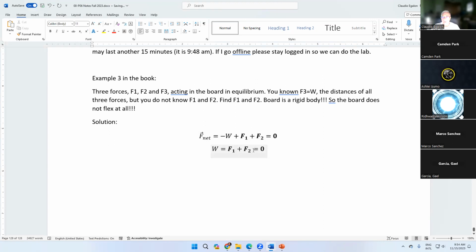The F1 and F2 are unknowns. That's my first equation. We have one equation with two unknowns. We cannot solve this problem. We have to get a second equation. The second equation is what? Rotational equilibrium. It's the equation of rotational equilibrium, and in this case it's going to be like that.